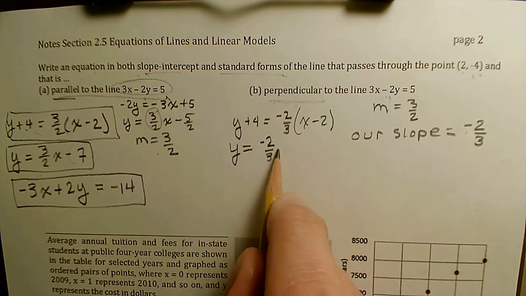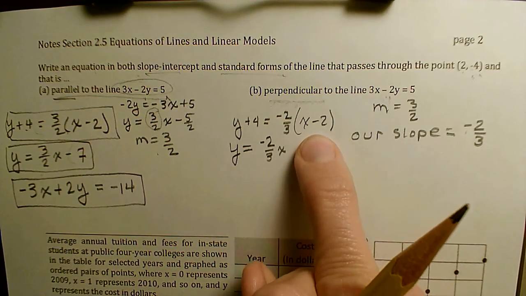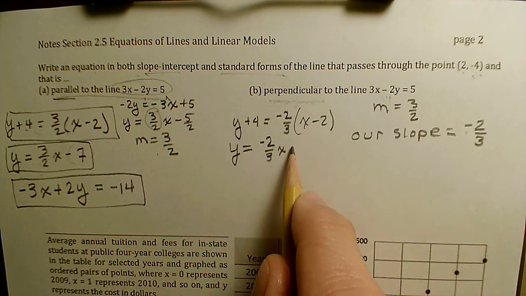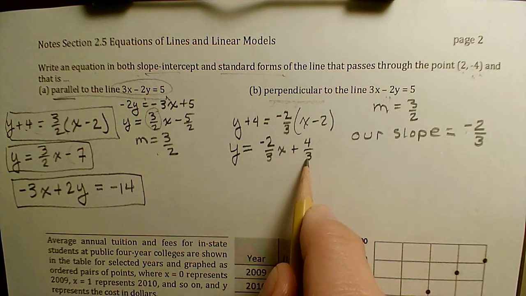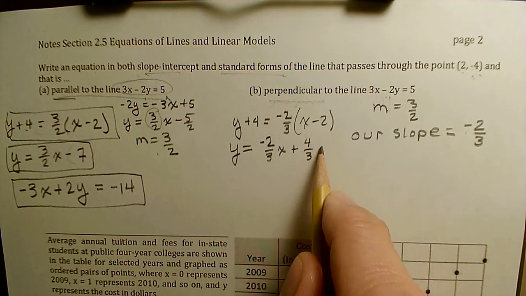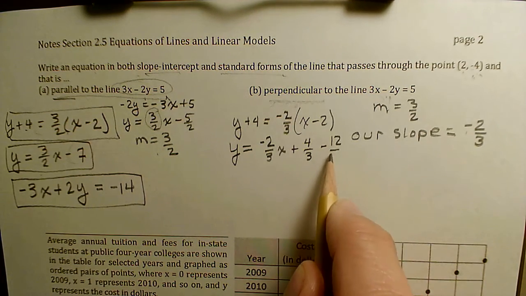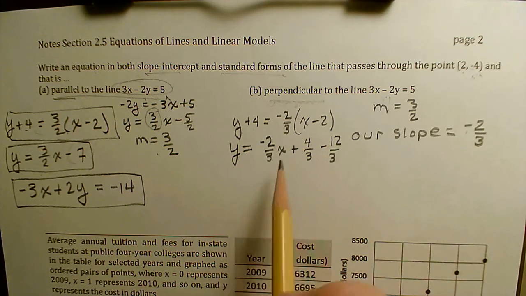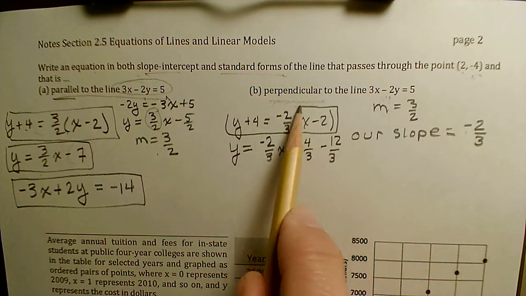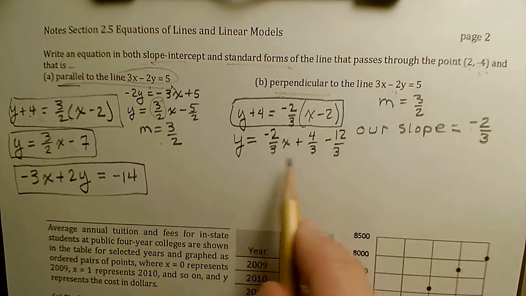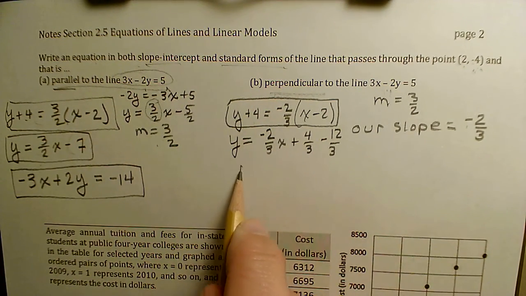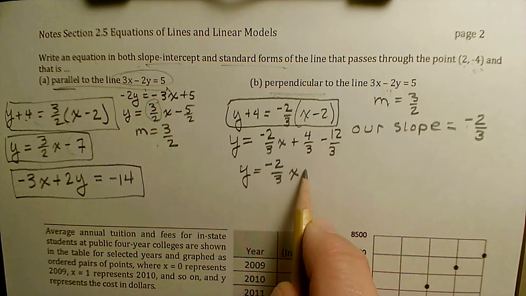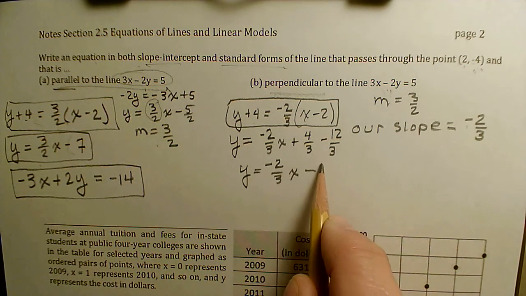negative 2/3 x. When I distribute this, I'm not going to try to do too much in our heads here. We might just put another step in here. We have a plus 4/3, and then I'm bringing this 4 over, and it's negative, so that's going to be negative 12/3, right? Probably good to put an extra little step in there. And then let's hang on, let's box this in. That was our first equation in point slope. Now let's finalize this. y is equal to negative 2/3 x, and then minus 8/3.